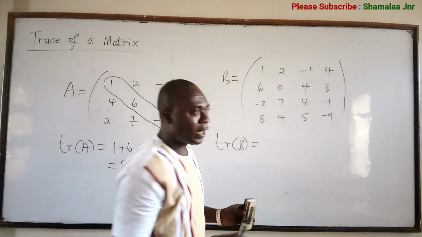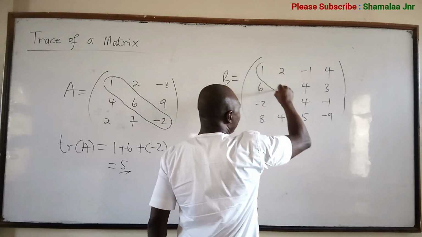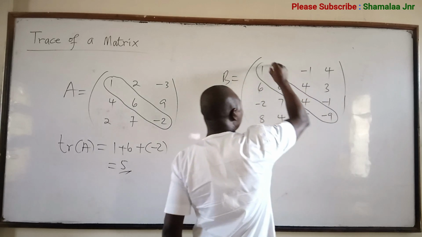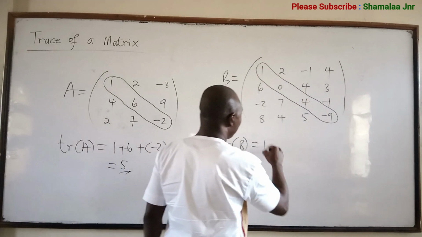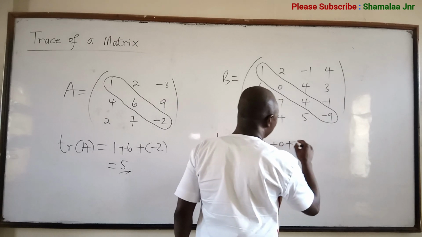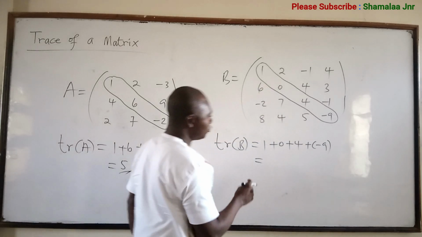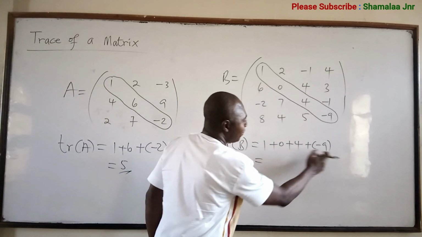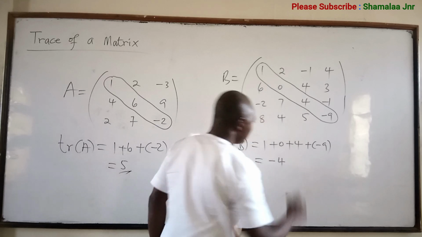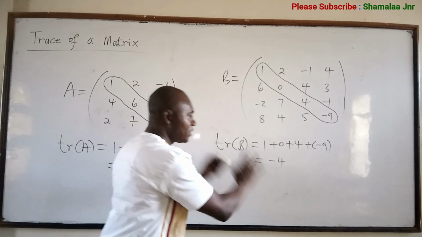So you have to identify the elements in the main diagonal. So this is the main diagonal. This is a 4 by 4 matrix. So this is 1. These are the elements, and then you just add them. 1 plus 0, plus 4, plus negative 9. So this one will be 1 plus 4 is 5, minus 9, and then this one will be negative 4. Yes, negative 4. So this will be the trace of this matrix.